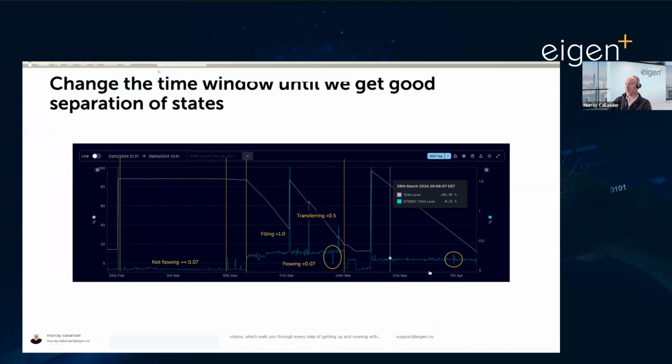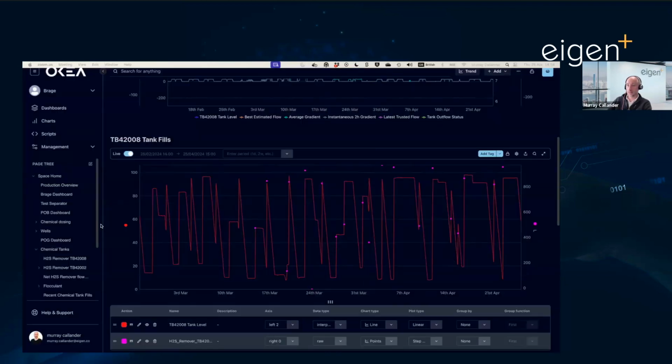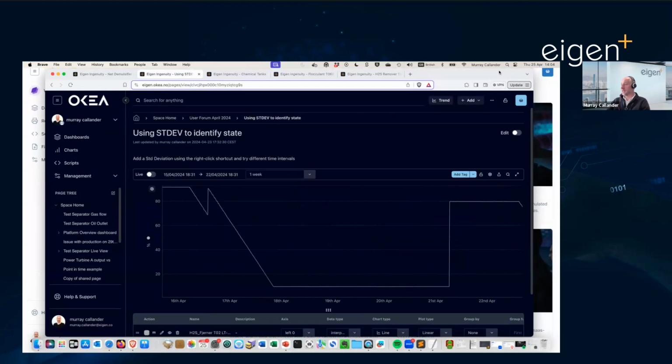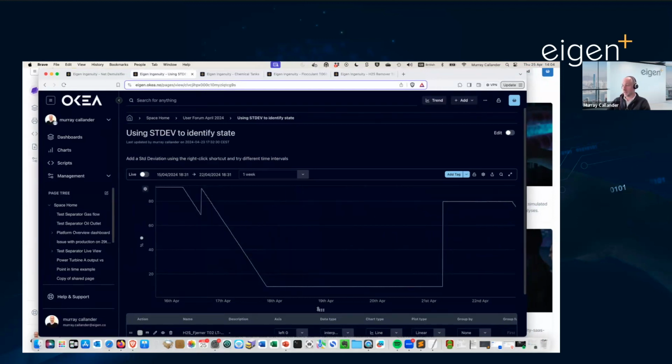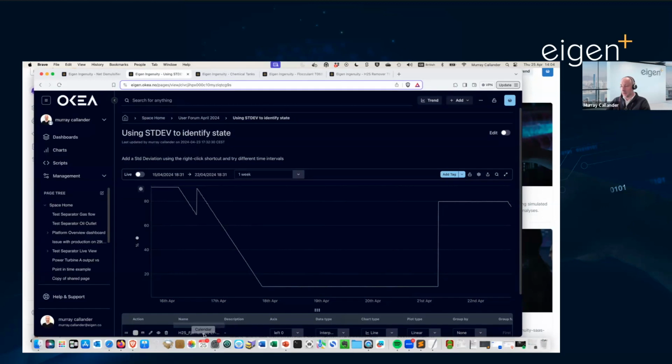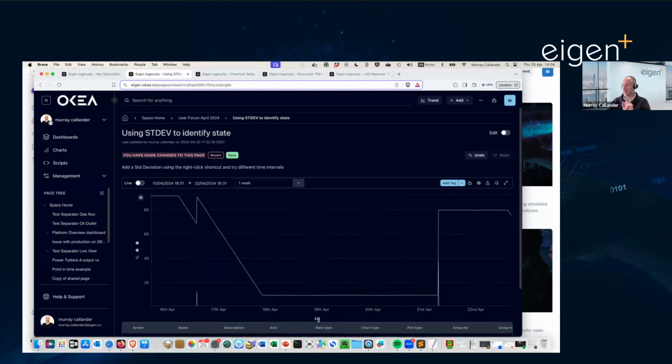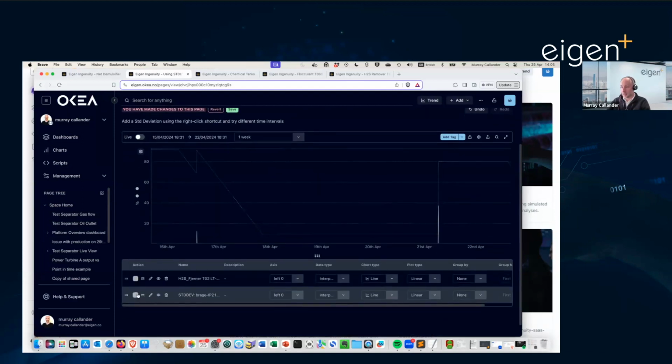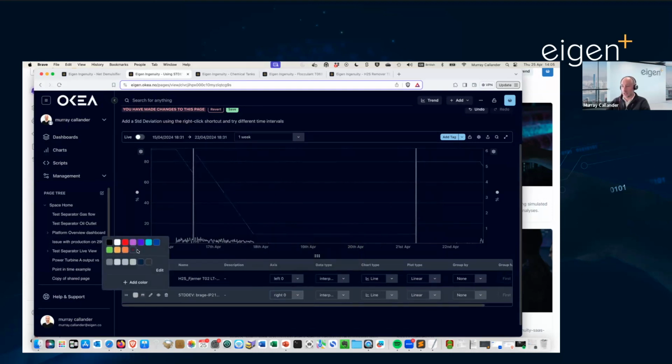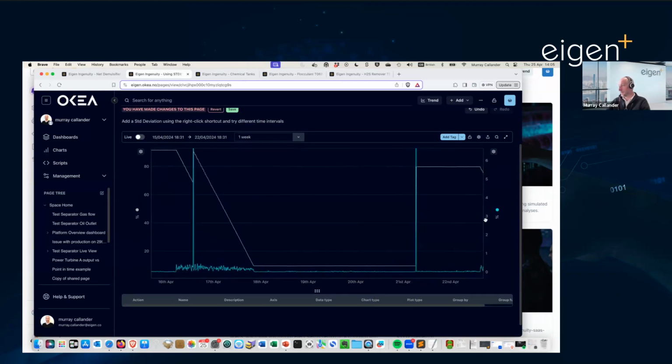So let's have a look at how we do that for a real tank. Let's take a clean trend here with a level on it. We're using the H2S remover because it's one of the most stable. It's pretty nice. If I right click on the trend, I can quickly add a standard deviation. I'll put it on the right hand axis so we can see it a bit more easily, and let's change the color. And let's zoom this in a bit so it's easier to see.